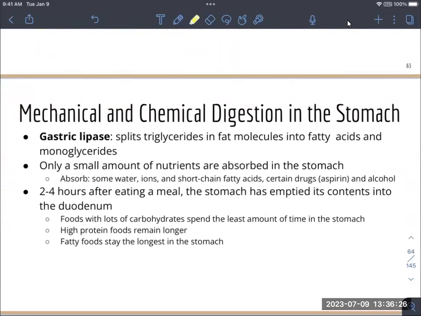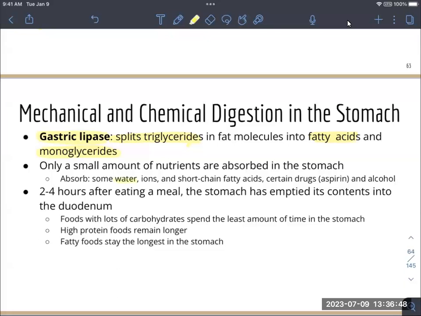Gastric lipase. Again, we're splitting our triglycerides. They're going to fatty acids and monoglycerides. Tri is 3. We're splitting it down to one chain of glyceride molecules.